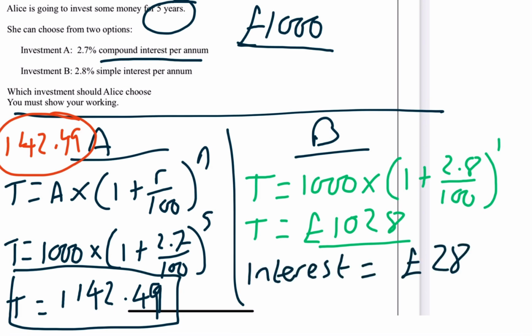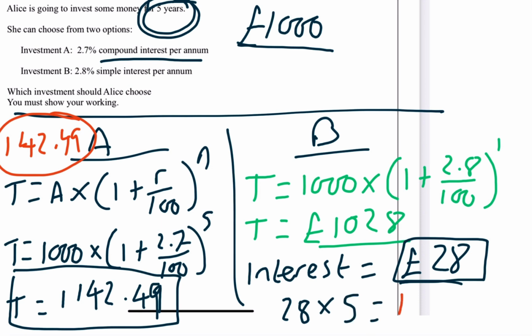What you do with simple interest, compared to compound, is that the interest you have worked out for 1 year is then multiplied by the number of years that you've got. So the interest stays the same every year. You don't reinvest the interest to make more money. So we do £28 times 5 years, and we get £140 interest over 5 years, considering that 28 stays the same. So which is the better answer?